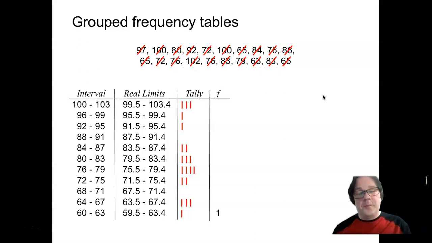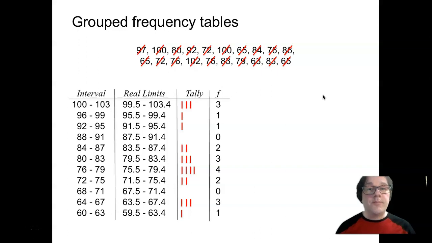So the first interval, starting from the bottom, is 60 to 63, right? And we see we only have 1 score that falls in that interval, so we have a frequency of 1 for that interval. We have 3 scores that fall in the next interval, so there you go. No scores from 68 to 71, so there's 0 there. We got 2 scores in the next interval, 4 scores in the next interval, 3, 2, 0, 1, 1, and 3. So there you go.